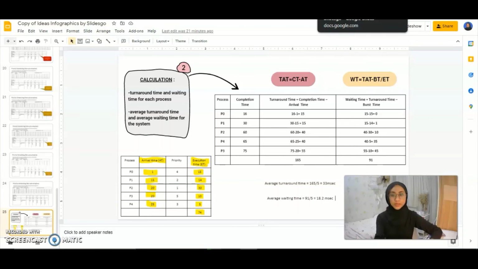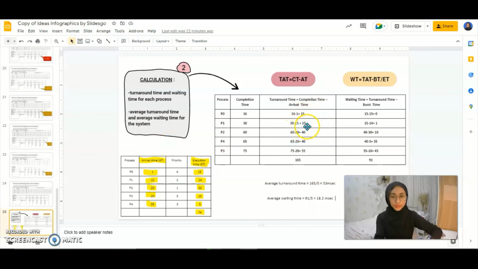I'm going to explain how to calculate the turnaround time and waiting time for each process, and how to calculate the average turnaround time and average waiting time for the system. As you can see, the purple one is the formula for turnaround time, which is completion time minus arrival time. In the table below, 16 minus 1 equals 15. 16 we got from the completion time and 1 from the arrival time.